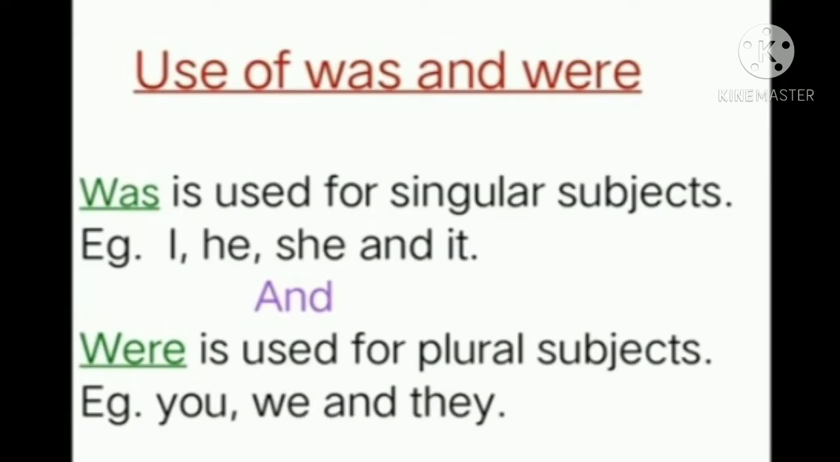Usage of was and were. Was is used for singular subjects like I, he, she, and it. Were is used for plural subjects like you, we, and they.